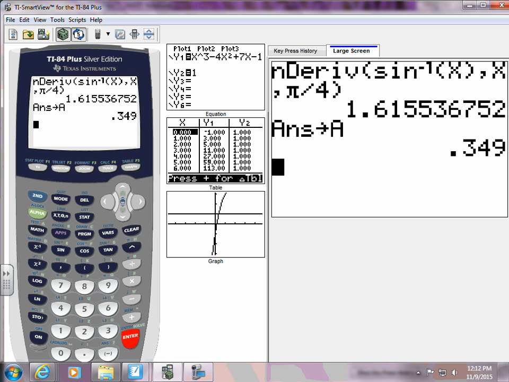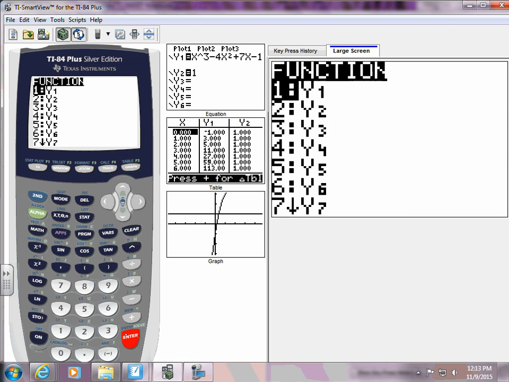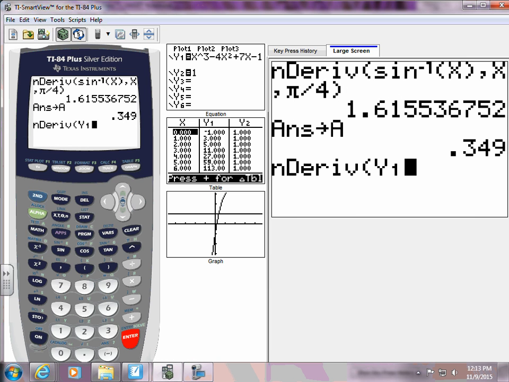I could do math 8. The function I stored in y1, vars, y vars, function. So take the derivative of y1, comma x, comma, I don't have to type that in. If it was long, that'd be a pain. I could just say alpha A. So I found where they intersect, and I called it A. You don't have to do that. I'm just being fancy. And now I'm telling the calculator, plug that value into the derivative of the function that I have stored in y1.